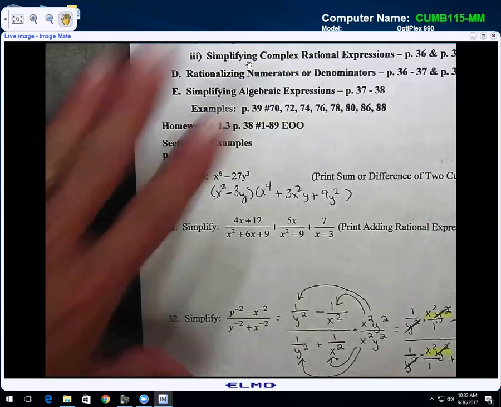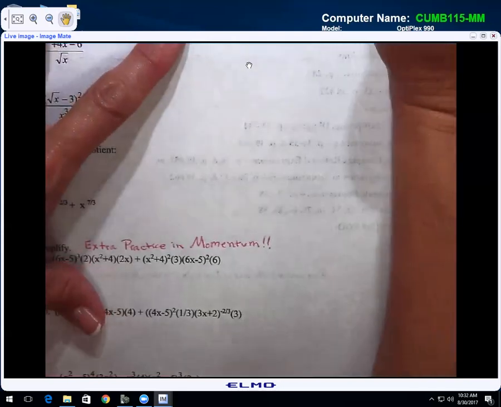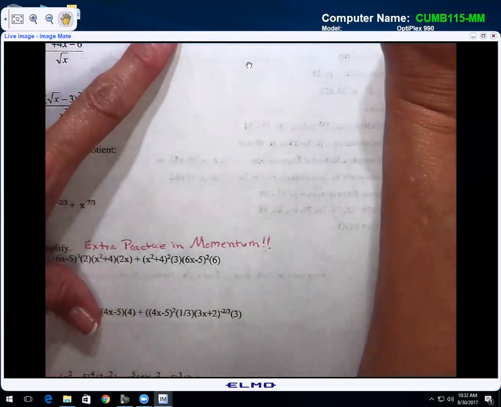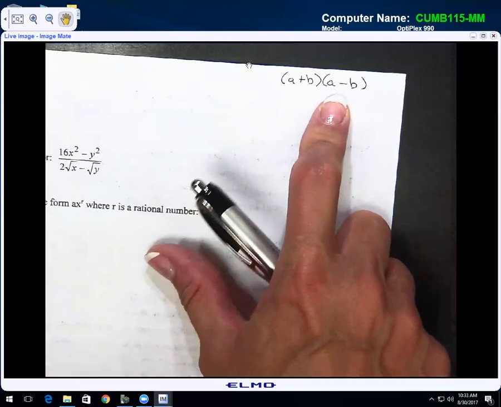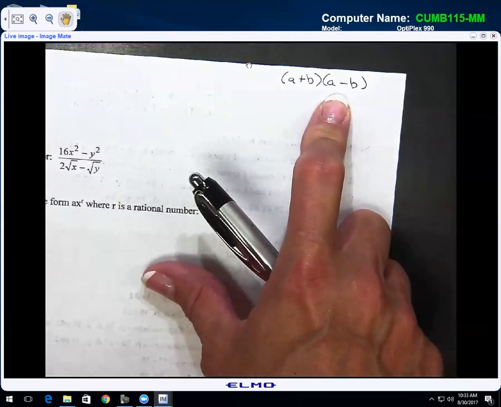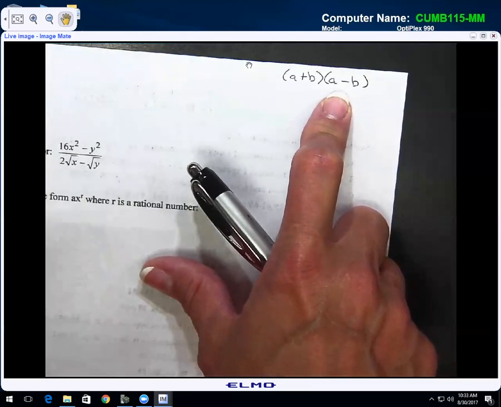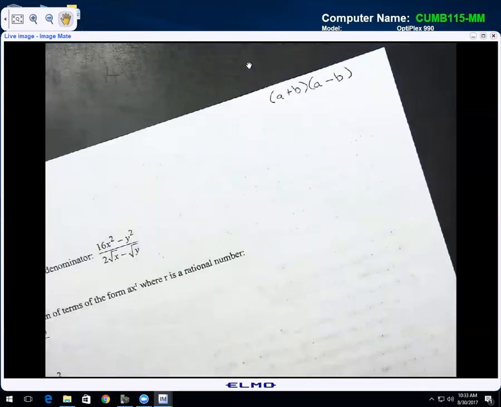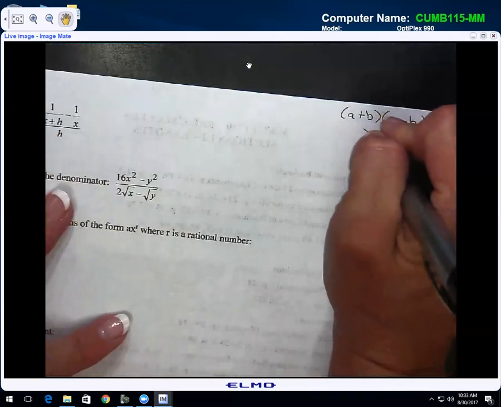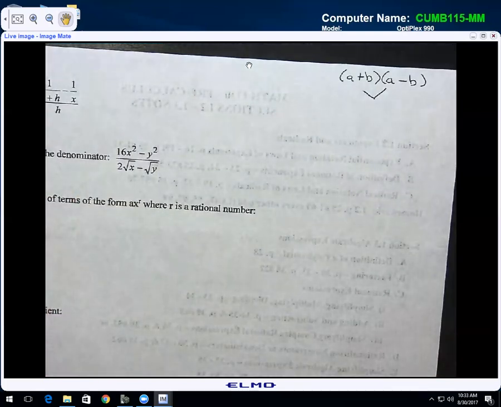There is a word for the relationship between a plus b and a minus b. Whenever I multiply a plus b times a minus b, two identical binomials except one has a plus and one has a minus, the outer and the inner are always going to give you 0. There's a word for that relationship. Do you remember what that word is? Starts with a C.